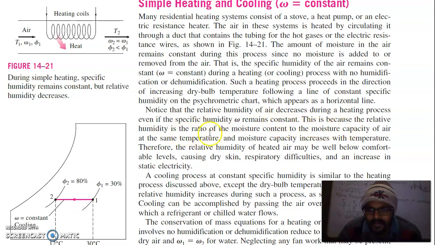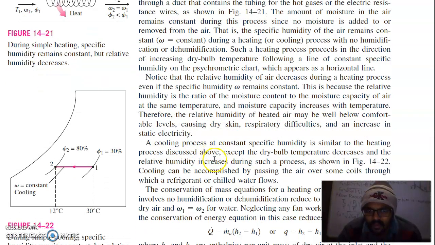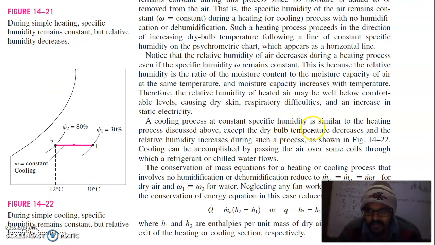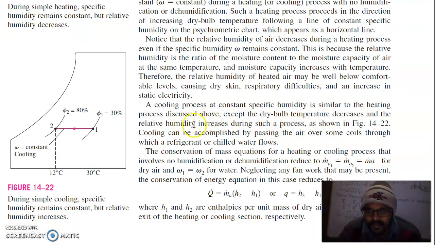This is because the relative humidity is the ratio of the moisture content to the moisture capacity of the air at the same temperature, and the moisture capacity increases with temperature. Therefore, the relative humidity of heated air may be well below comfort levels, causing dry skin, respiratory difficulties, and an increase in static electricity. A cooling process at constant specific humidity is similar to the heating process discussed above. So this, from 1 to 2, is cooling, except that the dry bulb temperature decreases and the relative humidity increases due to such a process.